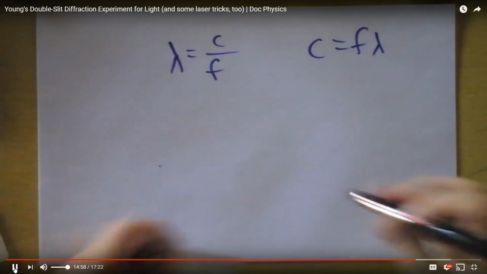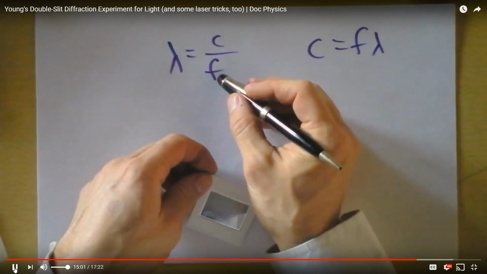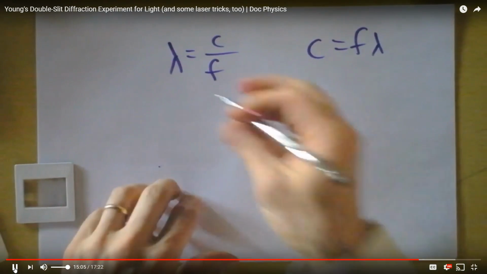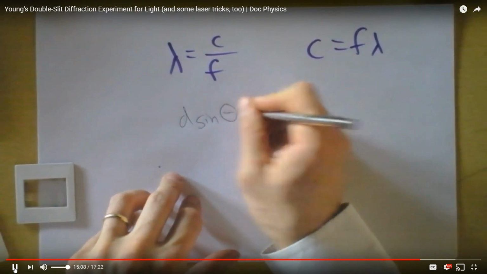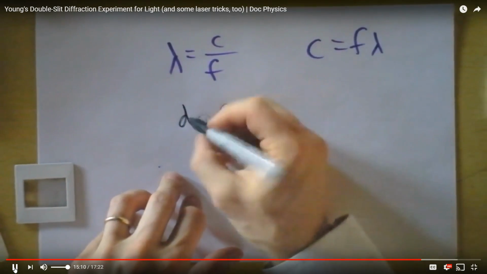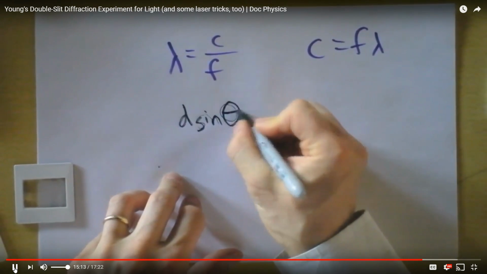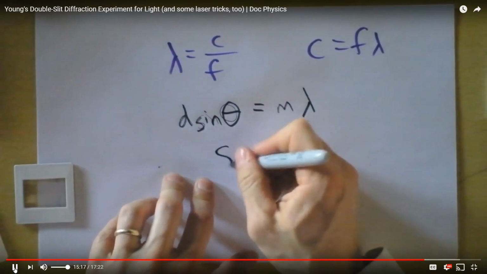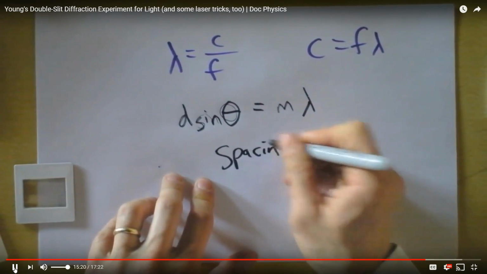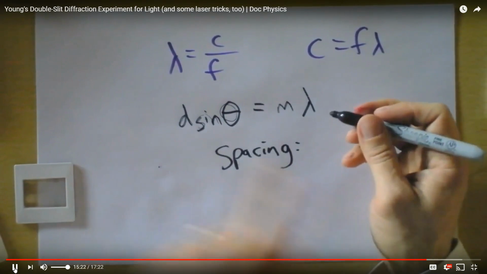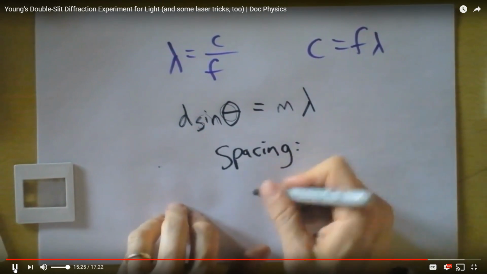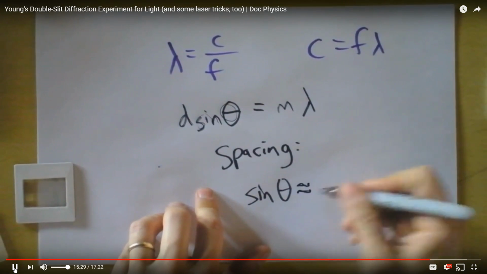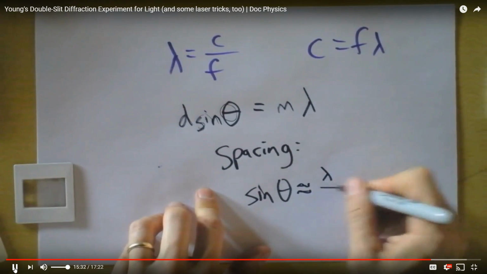Now, red's got a really, really low frequency, so a really, really big wavelength. And if I go to my equations, remember my equations say something about d times the sine of theta. Wow, you can't even see that, especially with the light off. d times the sine of theta is equal to m times lambda. That means the spacing has something to do with the sine of theta, right? So the sine of theta is sort of like lambda divided by d.